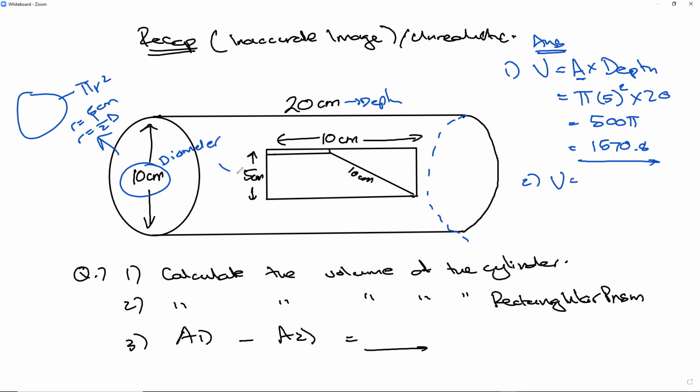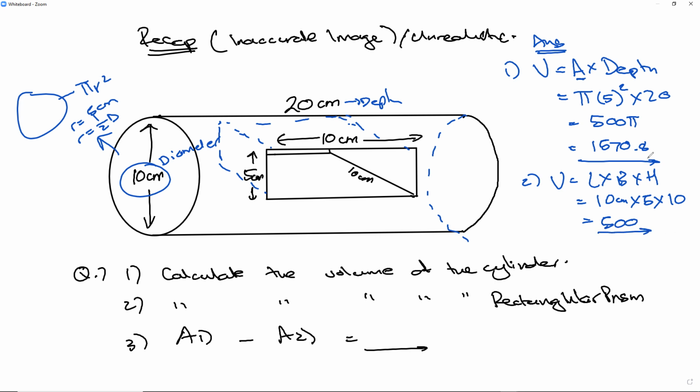When you have a prism, you're going to have length times breadth times height, or length times width times height. The length here is 10. The breadth or the width is 5. And the height or the depth is 10. So the depth is the same as the height in this case. 10 times 5 is 50. 50 times 10 is 500.